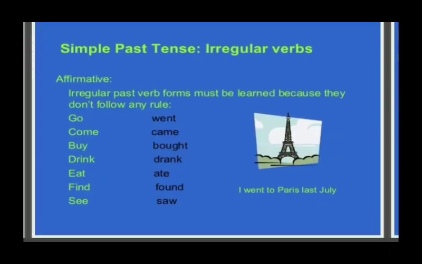In the simple past tense, irregular verbs. For the affirmative sentences, irregular past verb forms must be learned because they do not follow any rule. For example, go, second form went; come, came; buy, bought; drink, drank; eat, ate; find, found; see, saw. In the same way, there are also many irregular verbs used in the simple past tense and you will learn them from your book.